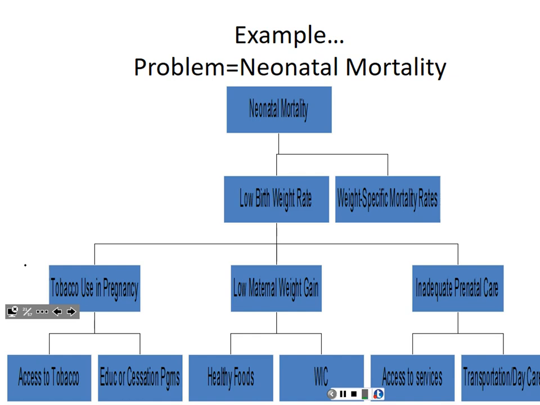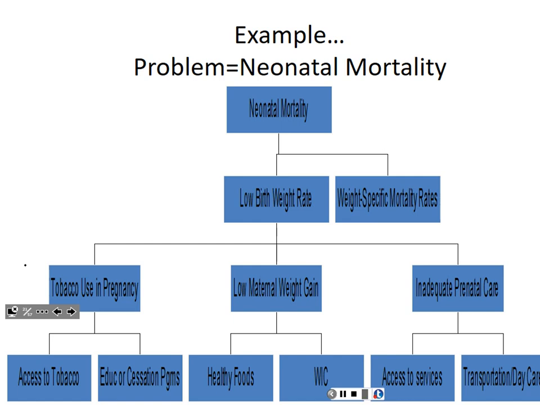Indirect contributing factors, the ones at the bottom of the slides, those are community specific. Once we identify our determinants and direct contributing factors, we should identify those risk factors that are specific to our community that impact the level of the direct contributing factors. So whether a woman uses tobacco during pregnancy or not is influenced by access to tobacco in our target community, by whether or not there are tobacco education or cessation programs during pregnancy in our community.